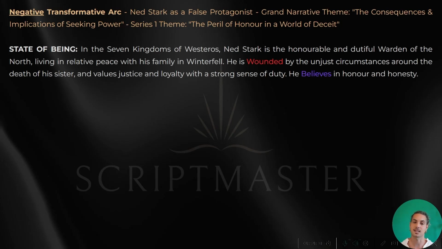So Ned's state of being: in the Seven Kingdoms of Westeros, he is the honourable and dutiful Warden of the North, living in relative peace with his family in Winterfell. He is wounded by the unjust circumstances around the death of his sister, and he values justice and loyalty with a strong sense of duty. He believes in honour and honesty.